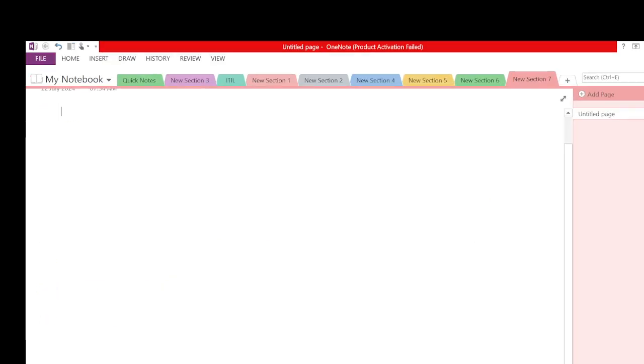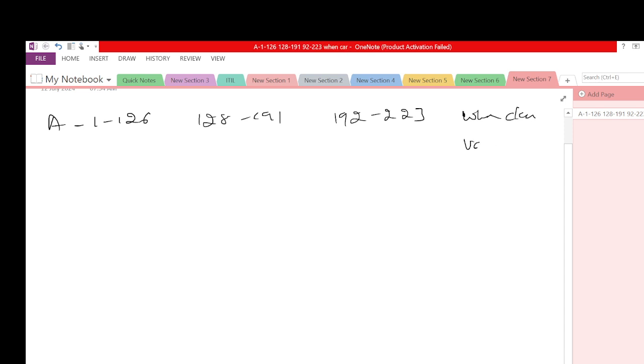Here A is 1 to 126, B is 128 to 191, C is 192 to 223. I will write some IP addresses. Now you need to tell me three things: which class it is, whether it is valid or invalid, and which version. Let me write one IP address now.